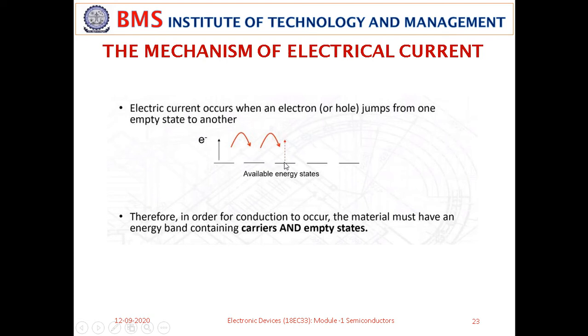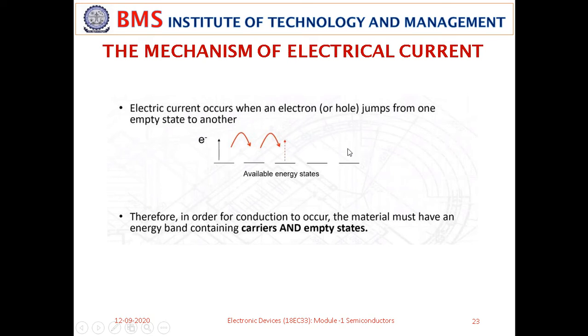This electron which is here may jump here. The vertical line indicates an electron. The electron may find some empty state here and jump there, and again find an adjacent empty state and jump there. That means when an electron keeps hopping between empty states, it is moving. That creates an electric current.